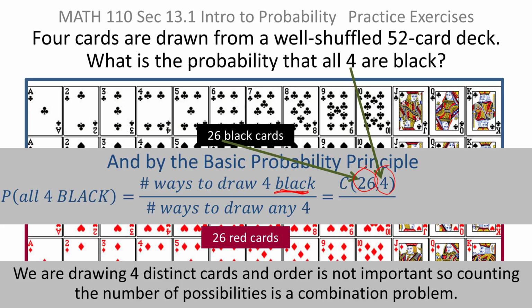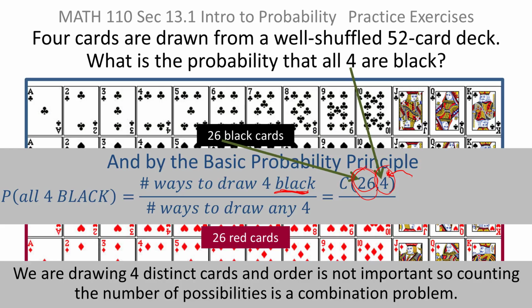So as you practice these, think about, as you're working them, how this all plays out. The number of things you're choosing is always the smaller number, which is on the right. What you're choosing from is the larger number, which will be on the left. So the number of ways to draw 4 black cards from an ordinary deck of 52 cards is a combination of 26 things taken 4 at a time. And it's a combination because order doesn't matter.